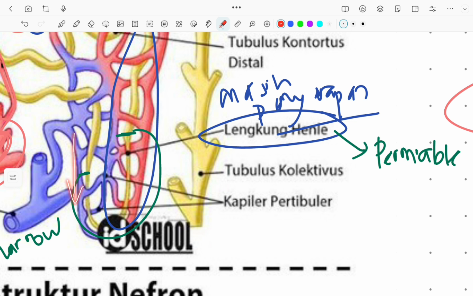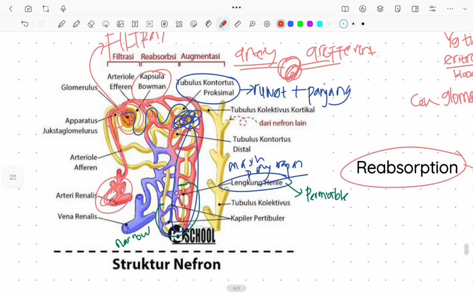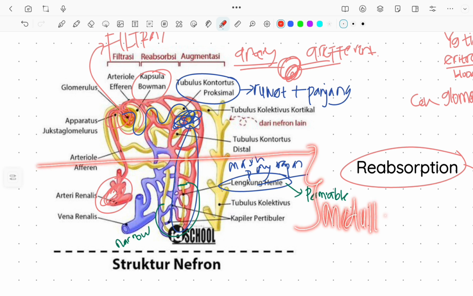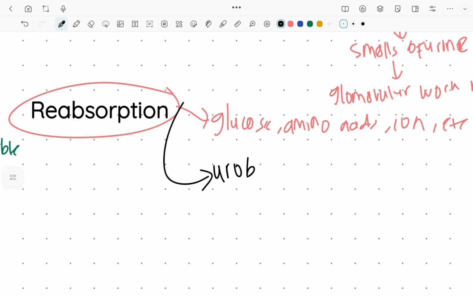The descending part is permeable to water. The ascending part is permeable to ions but not to water. Reabsorption in the loop of Henle occurs in the medulla, not in the cortex. Fun fact: as we know, the nephron is in the cortex, but the loop of Henle is in the medulla, because of its up and down structure.